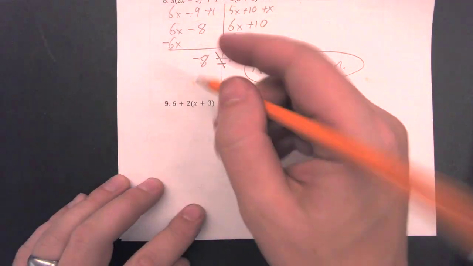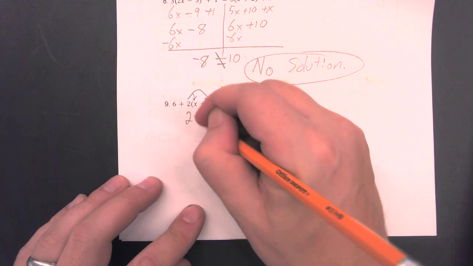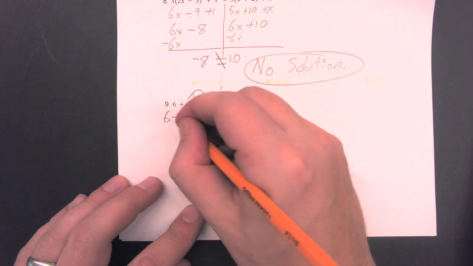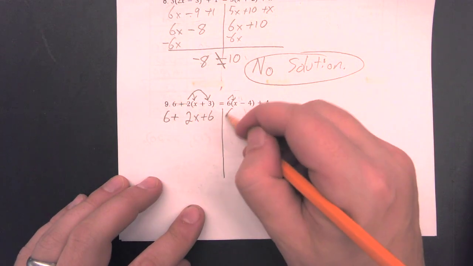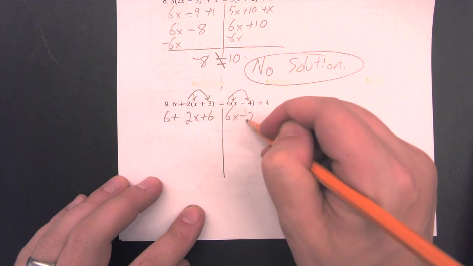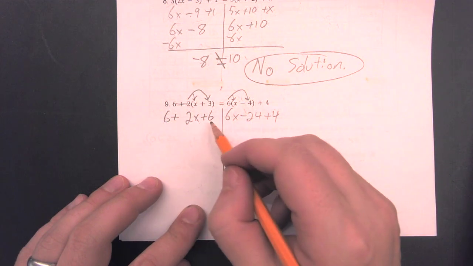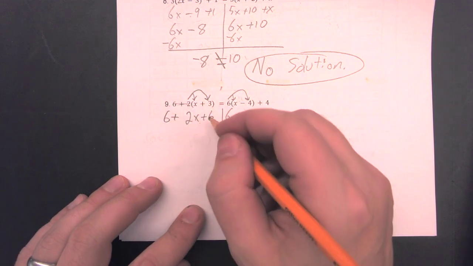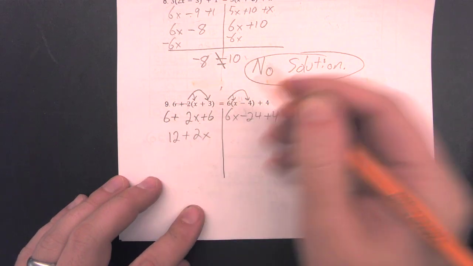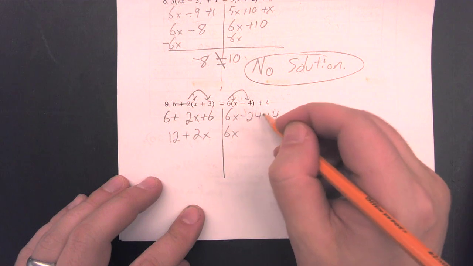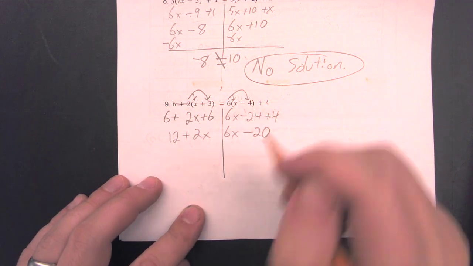Let's try number 9, same idea. Distribute. So 2x plus 6, and I get this 6 plus on the front. Remember, I can't put those together first. 6x minus 24, add a 4. Now I got to put together like terms if I can. 2 times 3 was 6, so put these 6's together. 12 plus 2x. Over here, 6x, negative 24 plus 4, so I get a negative 20.